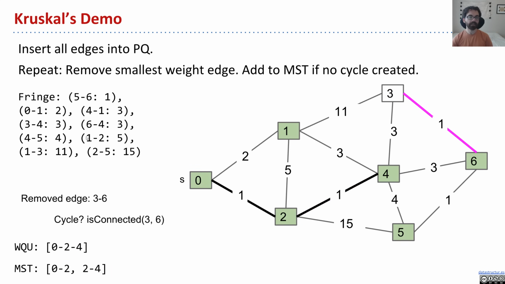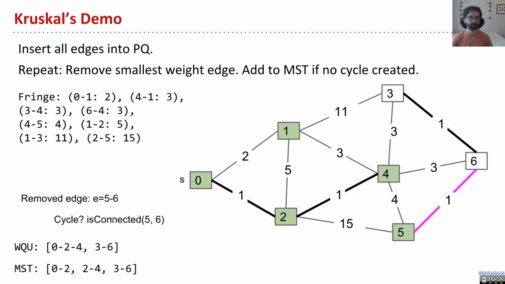All right, next edge up is 3, 6. So we remove that edge and we check, is it connected? 3 and 6, that is. The weighted quick union object says no. So we'll union 3 and 6 and we'll add the edge to our minimum spanning tree. So now we have 3 edges in our minimum spanning tree and we have 2 connected components in our weighted quick union that track who's connected to who.